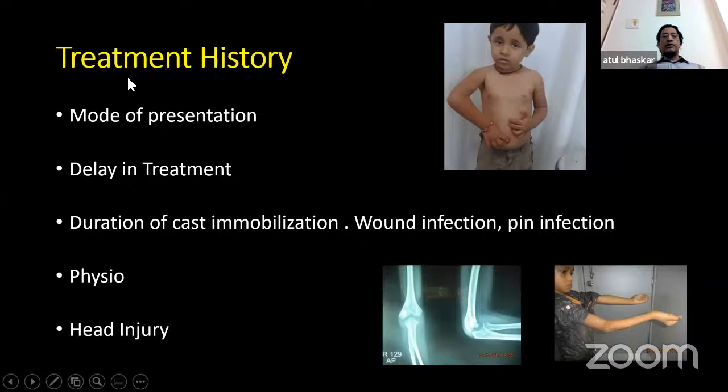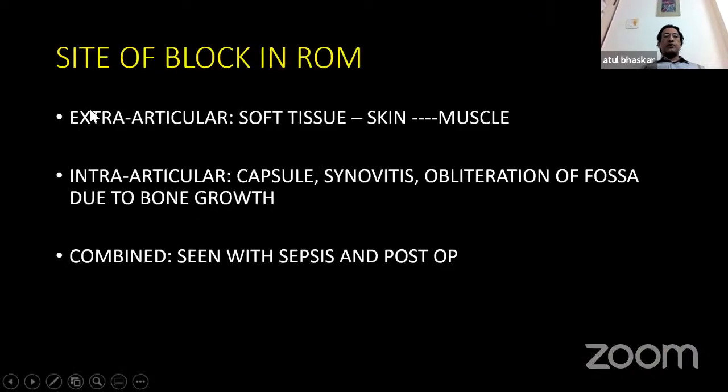So a lot of the clues can come from the history of the presentation and what treatment the child had taken. Especially in a post-op case, one must have the details about the duration of cast immobilization, because that can influence the elbow stiffness, especially in the early part of the presentation. There can be several sites of block in the range of movement.